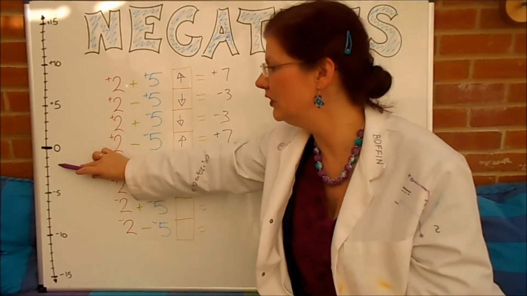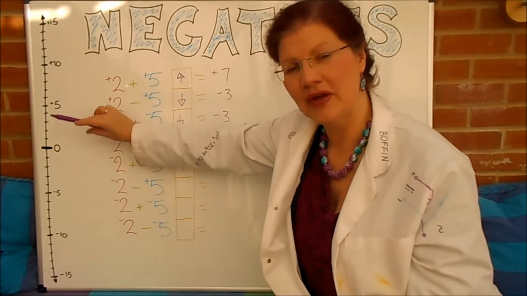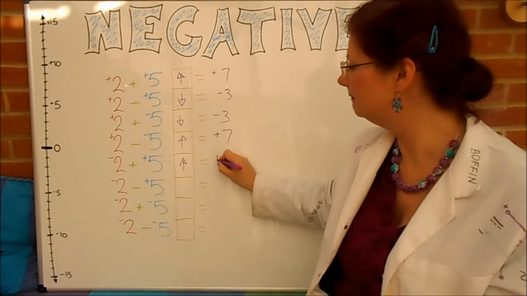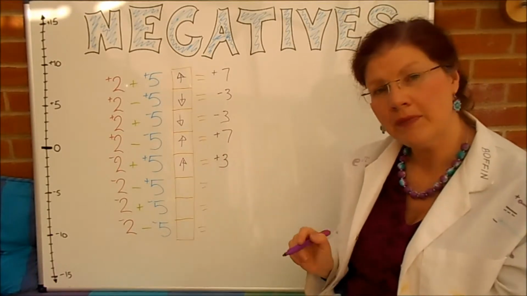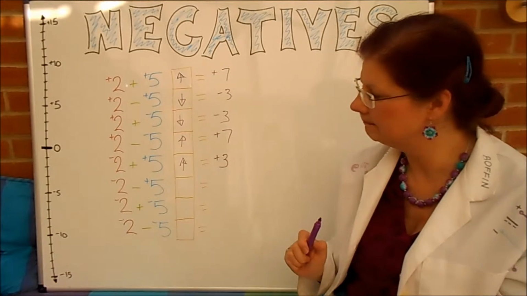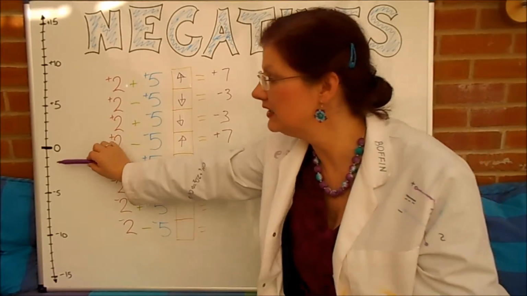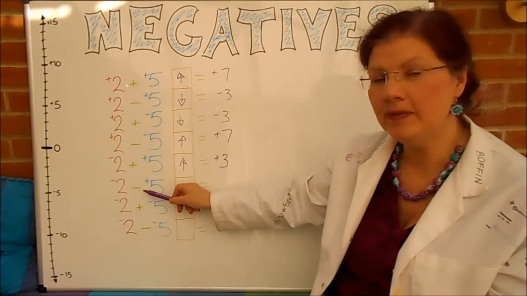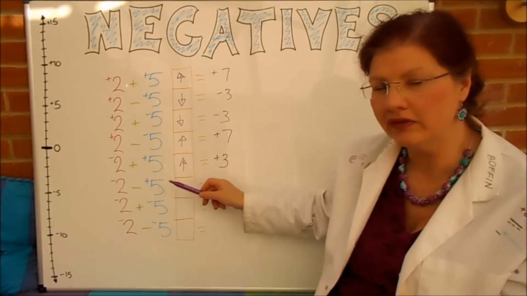Starting at -2 and going up by 5, we get to +3. Happy with that? Starting at -2 and going up, we get to +3. The next one, we're starting at -2 again, and this time somebody takes away £5.